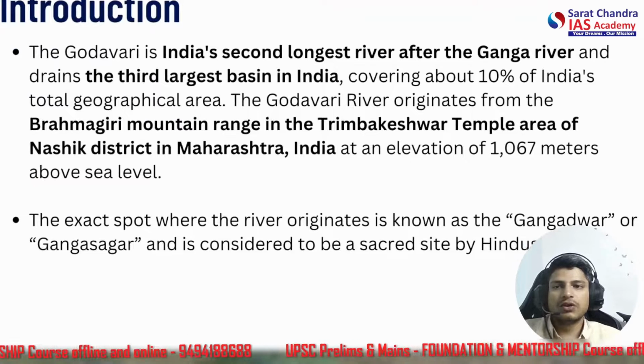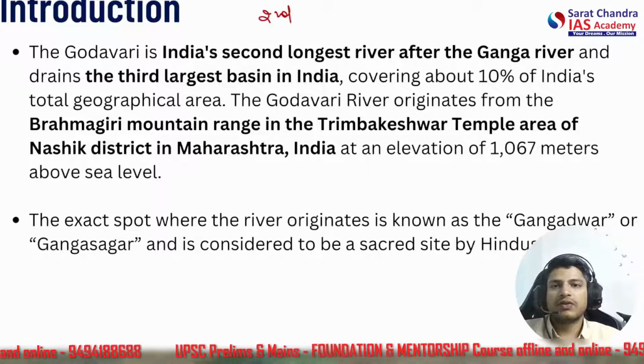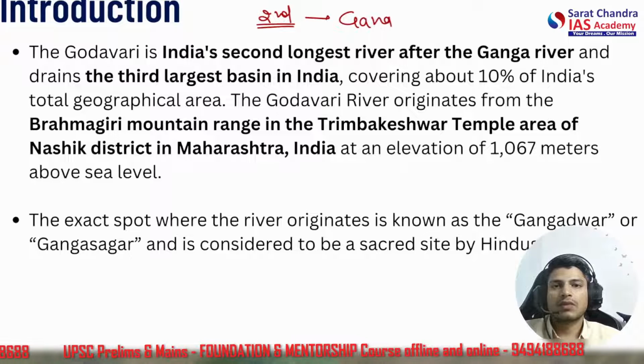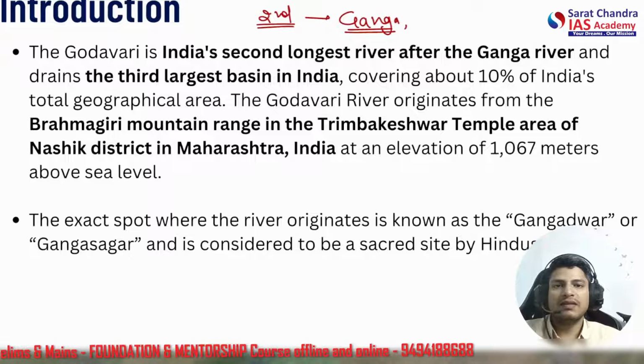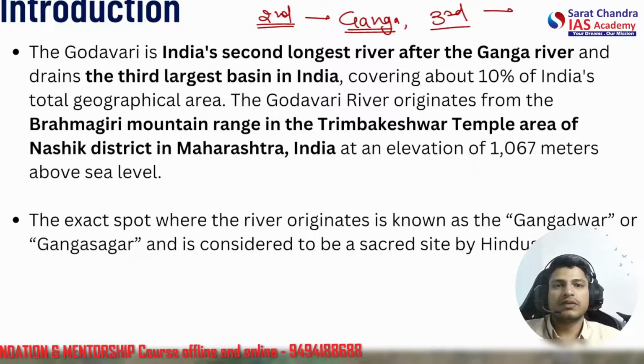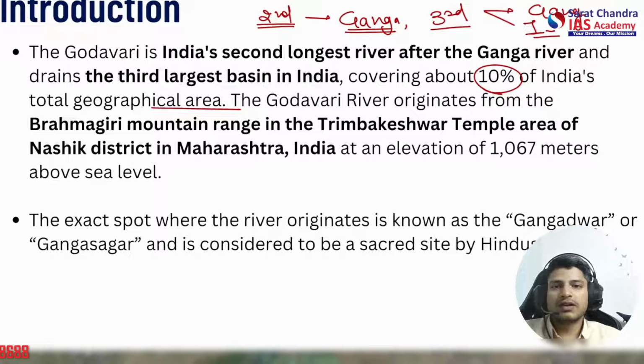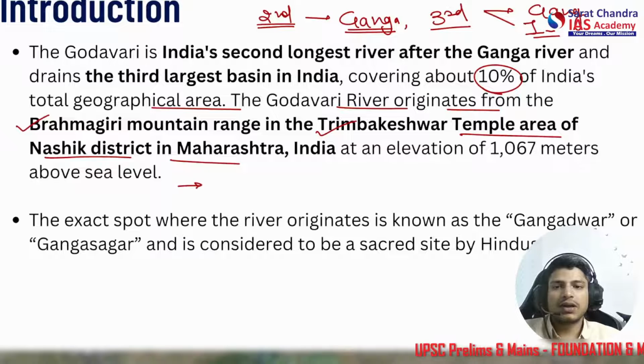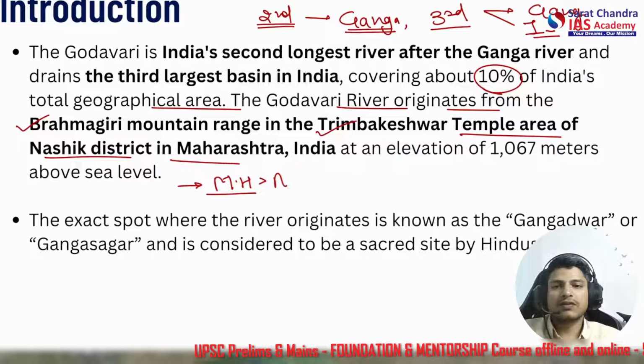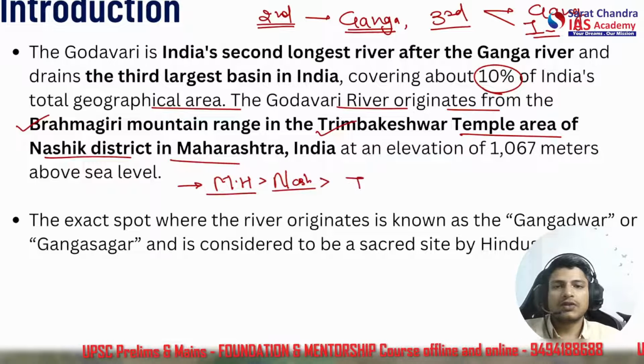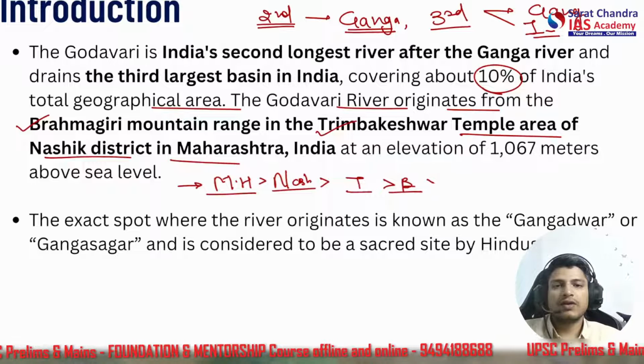Now let us be introduced to the Godavari. Godavari is India's second longest river. The first is Ganga. Furthermore, we see its basin is the third largest, after two rivers: the Ganga as well as the Indus River. It covers about 10% of India's total geographical area. The Godavari River originates from the Brahmagiri mountain ranges in the Trambakeshwar temple area of Nashik district in Maharashtra. So whenever you are not able to remember completely, just remember Maharashtra with Godavari. Further, if you want to remember, then Nashik. Further, Trambakeshwar temple area or Brahmagiri ranges of the Western Ghats.